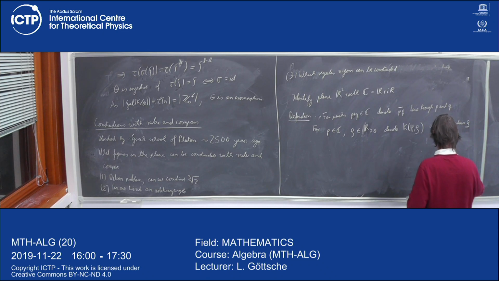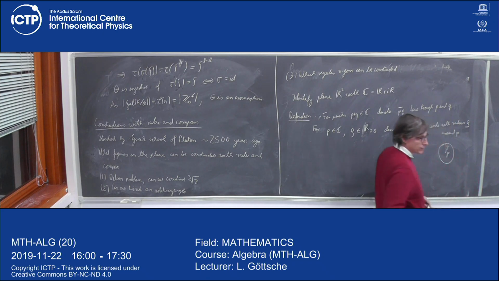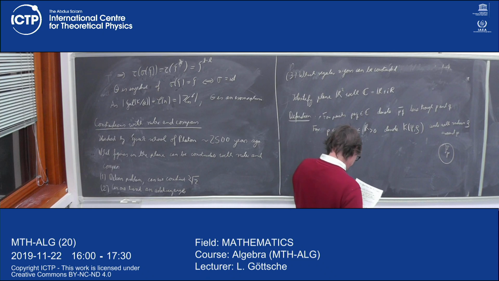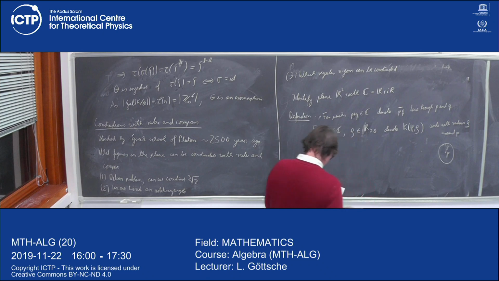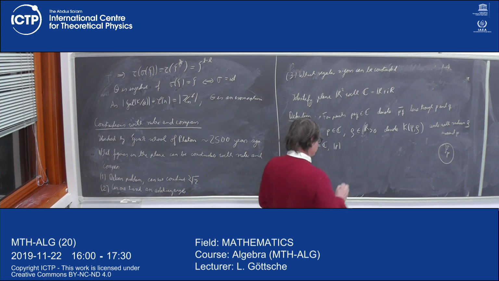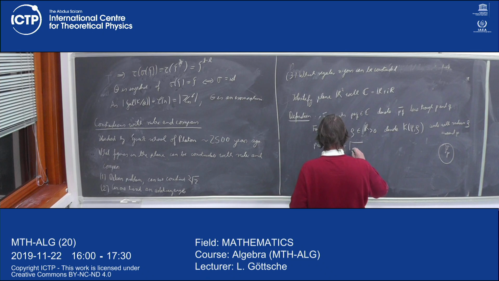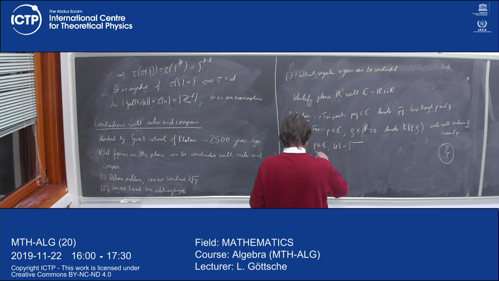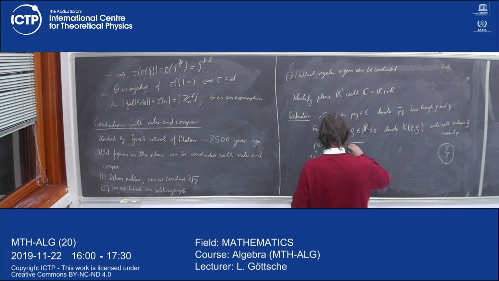So we have P, we have this circle, and this length here is rho. Also, if P is a point in C, I also want to write |P| for the complex absolute value, so the length of this point as a vector. So if I write P equal to a plus ib, this is the square root of a squared plus b squared.